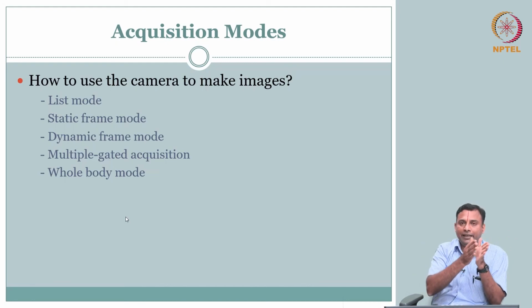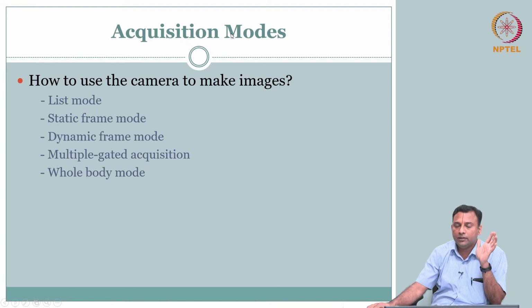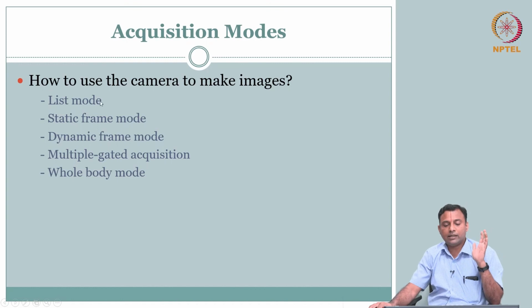So in the detection, whatever we saw, what are the different ways we can operate it, or what are the different acquisition modes that are possible? That will be meaningful, that can be used to our advantage. So essentially you have different modes, starting with the list mode to a whole body mode. We will go one mode at a time.